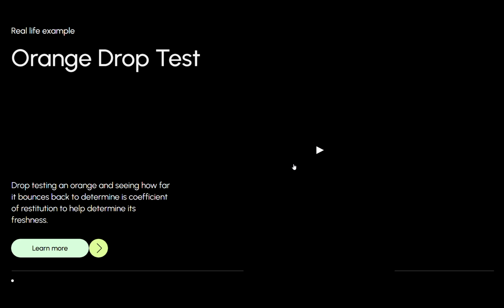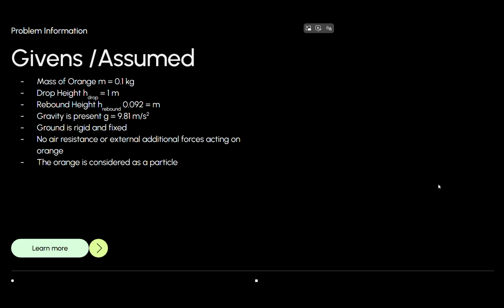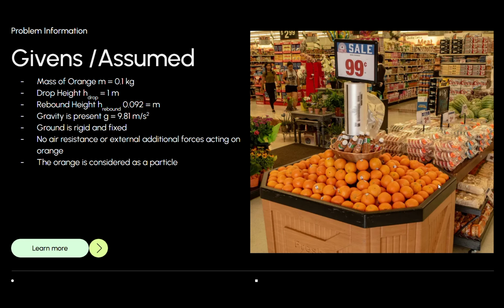So in this problem, we get a few givens and assumptions. The mass of the orange is 0.1 kilograms, the drop height is 1 meter, the rebound height is 0.092 meters. Obviously we know that gravity is present with a value of 9.81 meters per second squared.